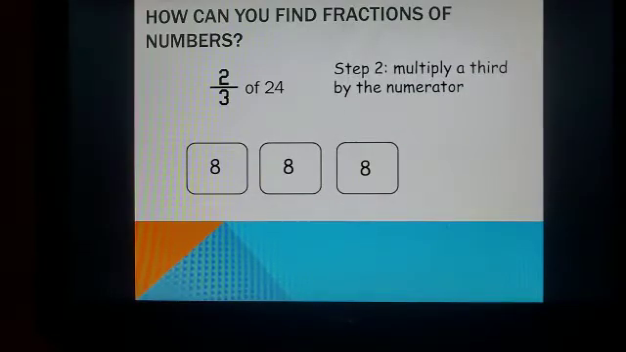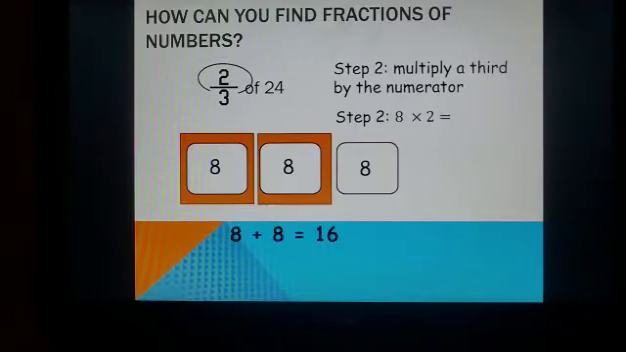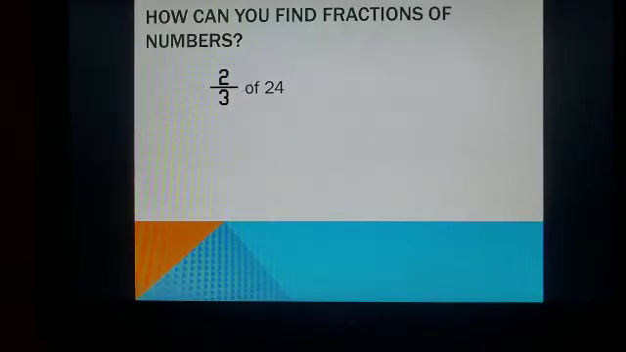Step 2, you need to multiply a third by the numerator. So 1/3 was 8, but I need 2/3. I need 2 parts. So 8 times 2. 8 add 8, or 8 times 2, is 16. 2/3 of 24 is 16.